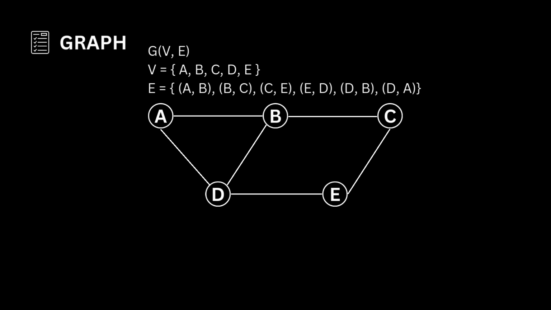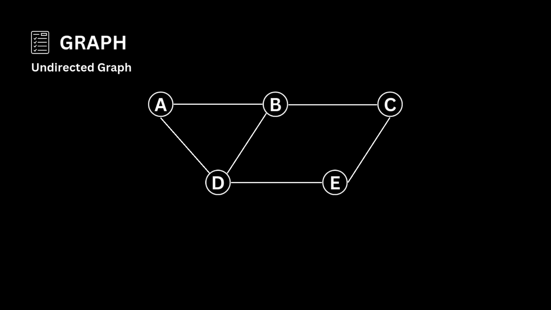The graph is represented in the diagram here, showing how each vertex is connected by the specified edges. This is an undirected graph. There are two types of graphs: directed and undirected. In an undirected graph, edges do not have directions, meaning they allow traversal in both directions between the connected vertices.